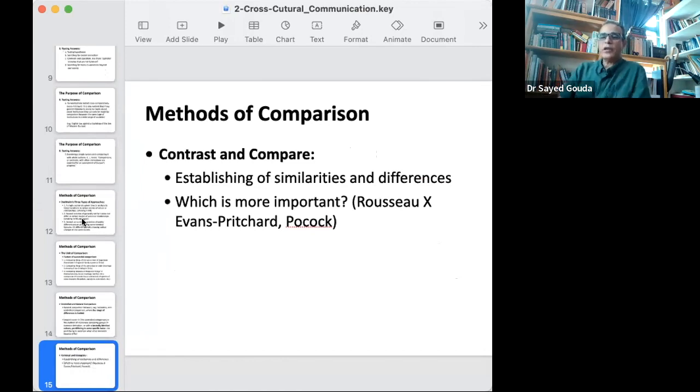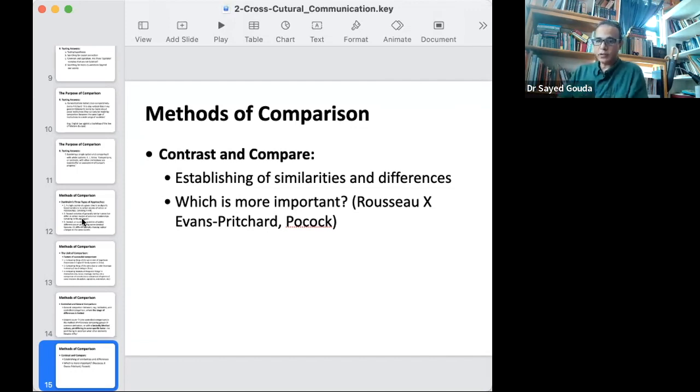So actually contrast and compare are two different things. As I said earlier, to contrast is to focus on the dissimilarity, on the differences. Here you need to compare two things that are more different than united or similar. While comparing, you focus on both. You focus on the similarities and the dissimilarities. Some scholars prefer to focus on the contrast, while others prefer to focus on the comparison. Which one is better? When you want to make a comparison, you need to decide for yourselves first, before you start making this comparison, which side you want to focus on more.